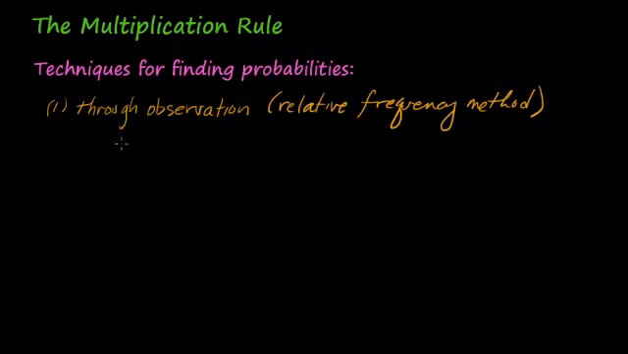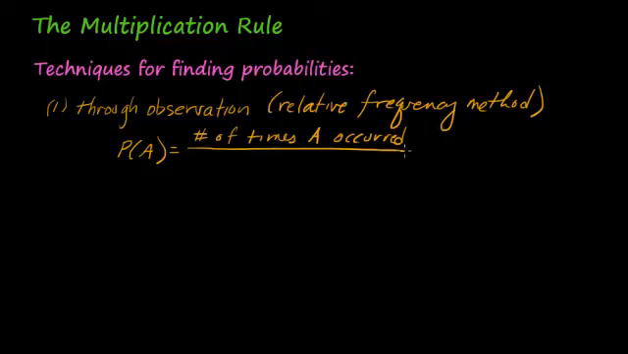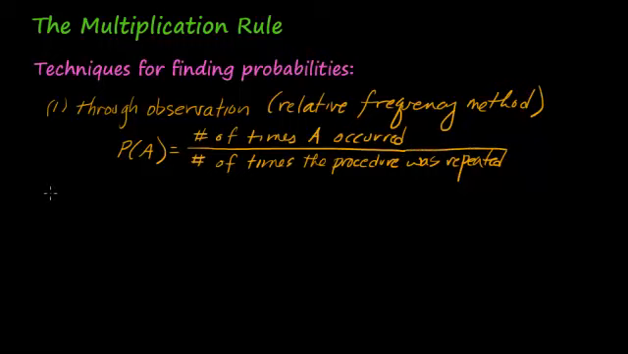And what that means is how many times did our event occur relative to the number of times we observed. So remember, this was the probability of an event A is equal to the number of times A occurred over the number of times the procedure was repeated. Okay, that ratio.